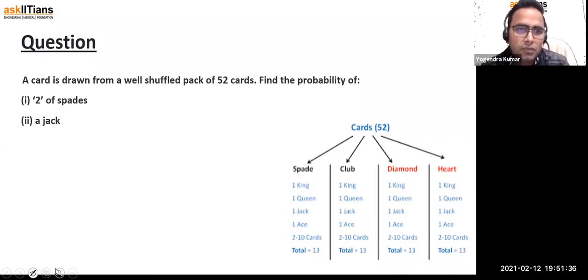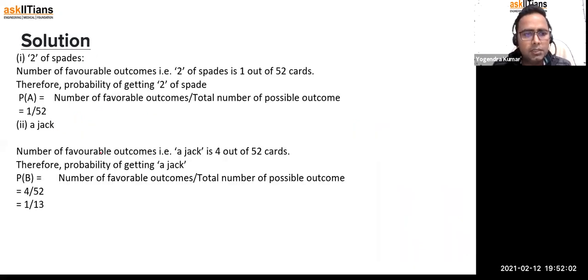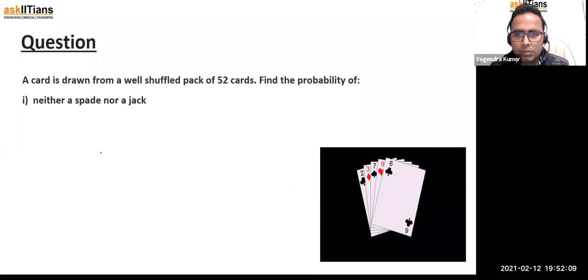A card is drawn from a well shuffled pack of 52 cards. Find the probability of 2 of spade. So 2 of spade is a single card, so that's why 1 divided by 52. I hope you got it. Simple answer. A jack: there are 4 cards, so 4 divided by 52, which is 1 by 13. These are the answers. Pretty simple question. You need to practice more questions to get a complete hold of this topic.